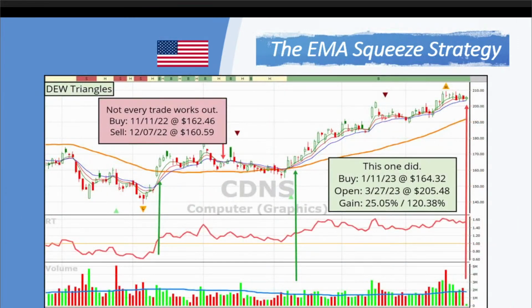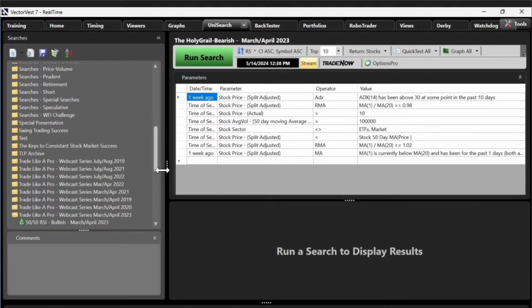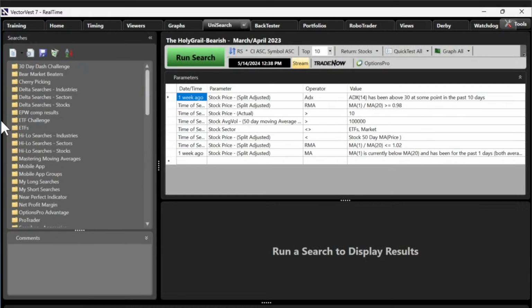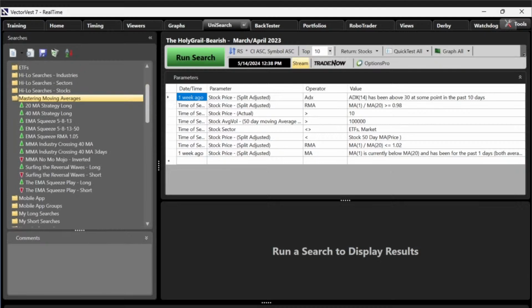Okay. I'm going to move into the program now because I do want to show you that scan. Let me show you something here. This is my account, guys, by the way. So I'm going to go into this folder here that you guys don't have. This is called Mastering Moving Averages. These are the searches that you guys will get once you take the course. And again, we'll talk more about the course here in a little bit.